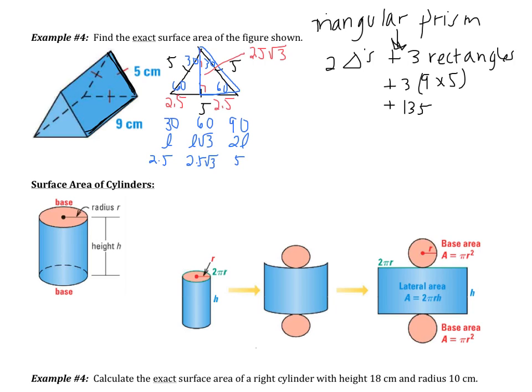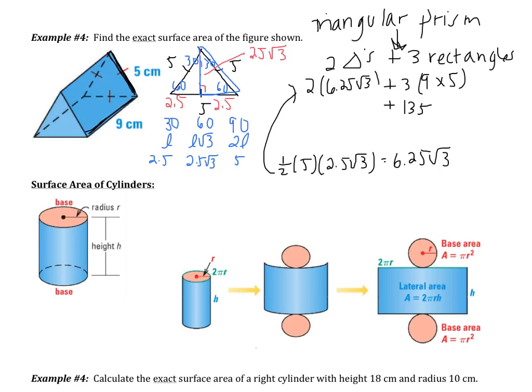Okay, so each triangle is going to be 1/2 my base of 5, my height of 2.5 root 3. This is going to end up being 6.25 root 3, but that's one triangle. So I'm going to substitute this back. I have 2 triangles multiplied by 6.25 root 3 for each. This ends up being 12.5 root 3. So my final surface area, exact surface area, is 12.5 root 3, add 135. And this is going to be centimeters squared.